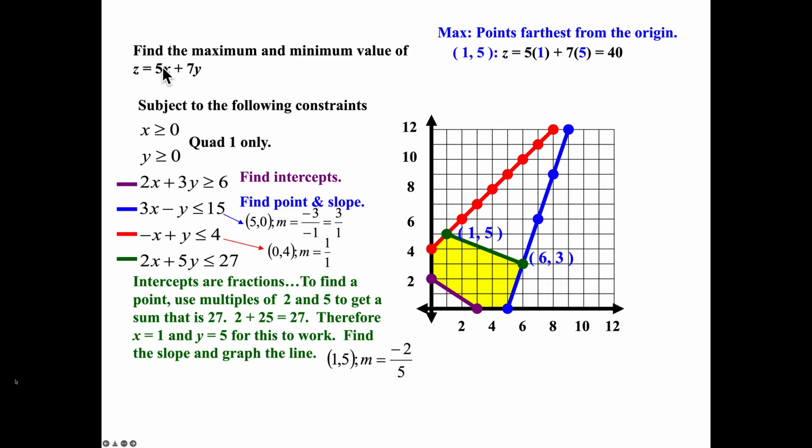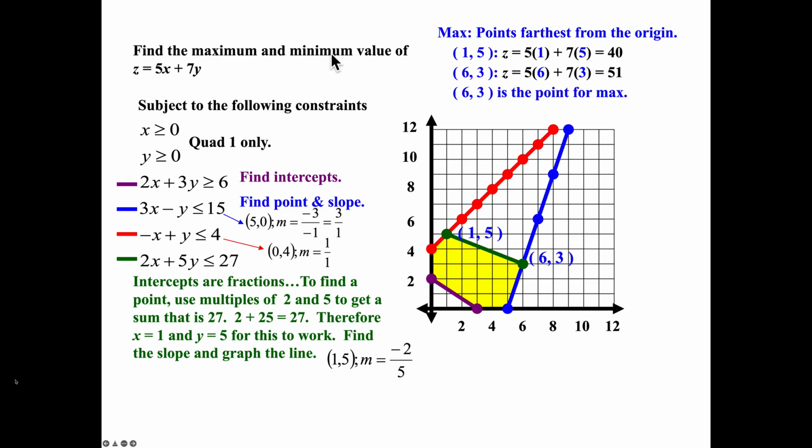So take your 5x plus 7y. Let's test 1, 5. 5 times 1 is 5, plus 7 times 5, 35. 5 plus 35 is 40. Test the point 6, 3. 5 times 6 is 30, plus 7 times 3, 21. Gives me 51. The point 6, 3 is the point for the max of this objective function.